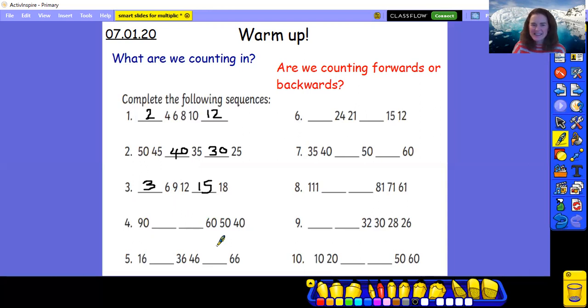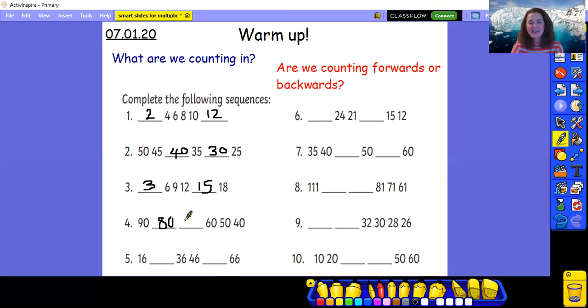You're right, we're counting in tens, and we're counting backwards this time. So what is 10 less than 90? Use your 100 square to help you. 10 less than 90 is, here it comes on the screen. It's very hard to draw an 8 on the screen. 10 less than 90 is 80.